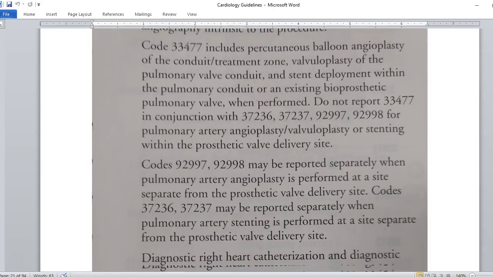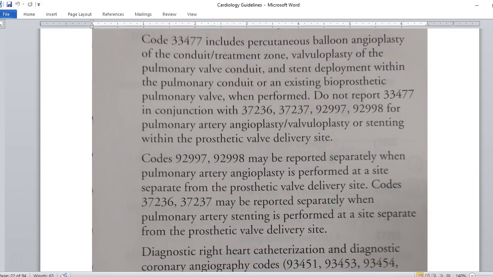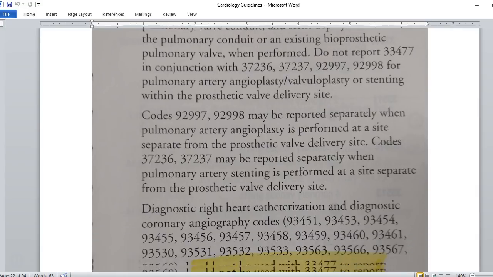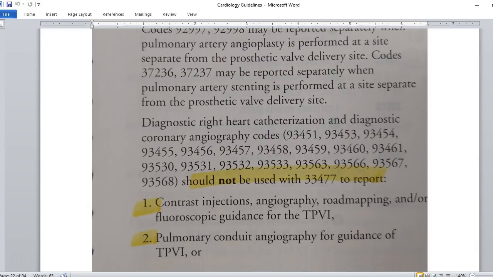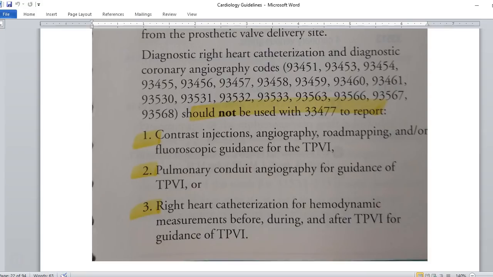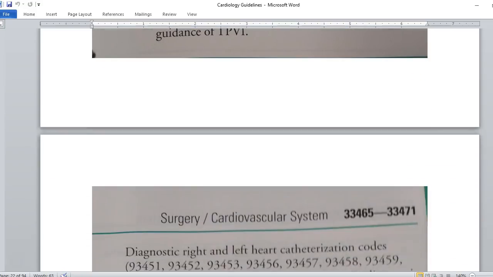However, again, they're giving us some specific information about different valvuloplasties itself. They're reminding us that there are medicine codes that we may use at the same time. But again, what's included? The injections, angiography, road mapping, and guidance. Pulmonary conduit angiography for guidance because we're dealing with the pulmonary valve. Right heart catheterization for hemodynamic measurements before, during, and after TPVI. So again, this is why they are not usually coded separately.